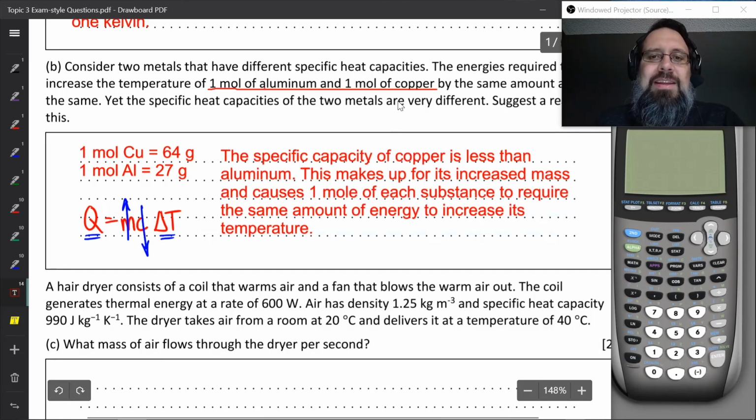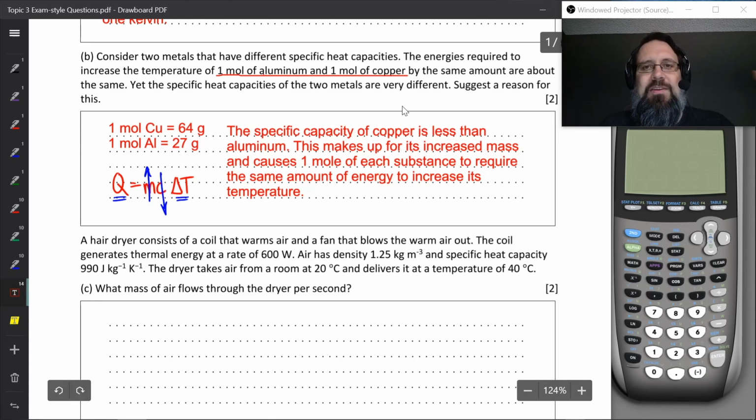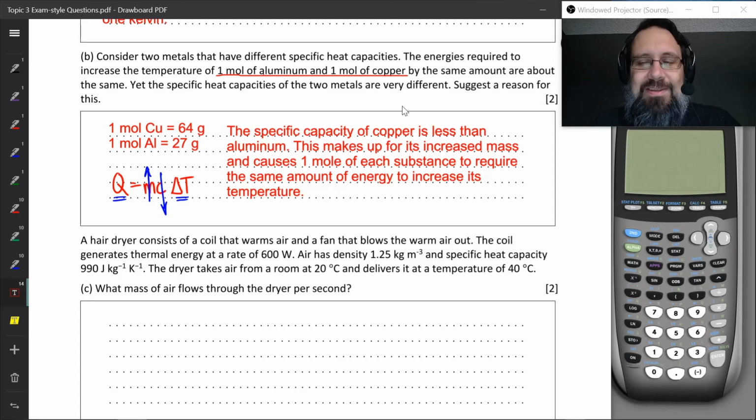All right, so the main idea of this question is that a mole of copper has more mass, but copper has less specific heat. And so those two effects end up balancing out. So for a mole of aluminum and a mole of copper, it ends up taking the same amount of energy to increase its temperature. So it's not that the specific heats are different, it's that we have different amounts of mass. And so it makes sense to say that they have the same amount of energy to heat up both because they have different masses and different specific heats.